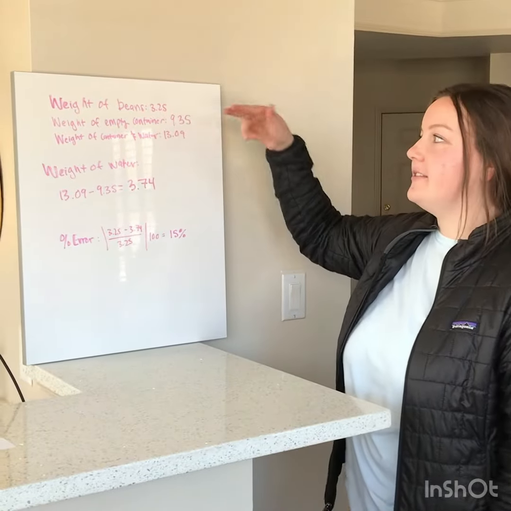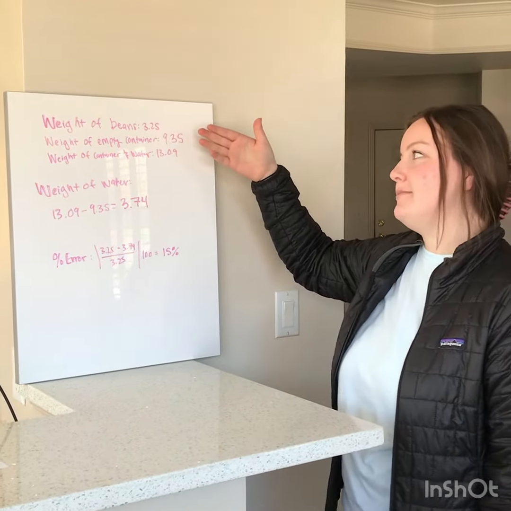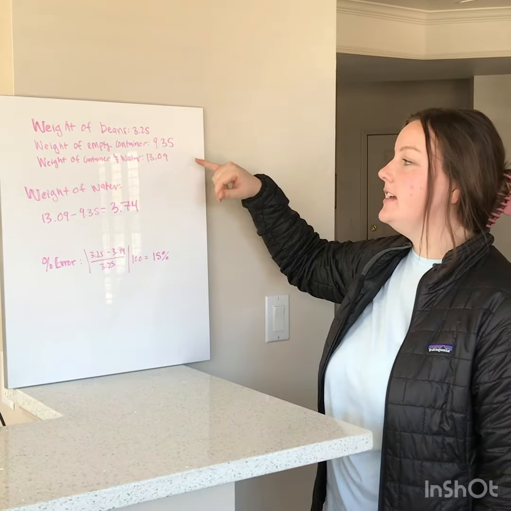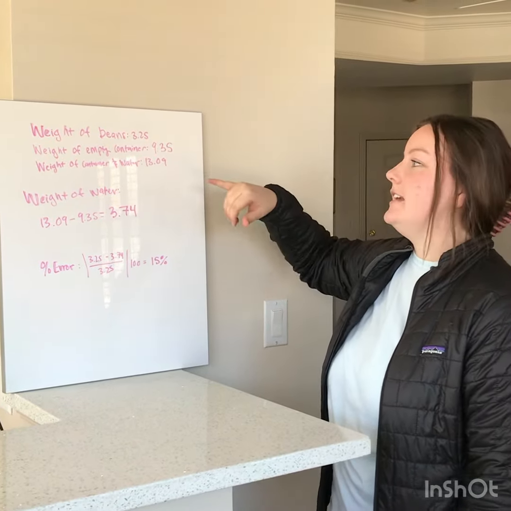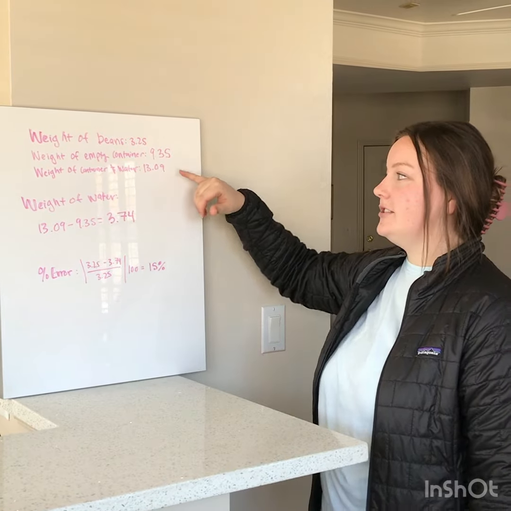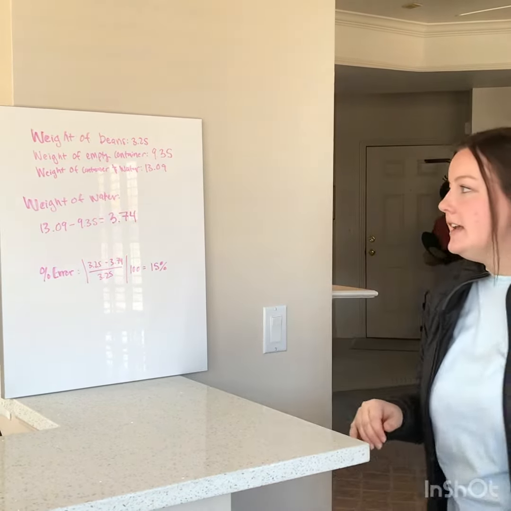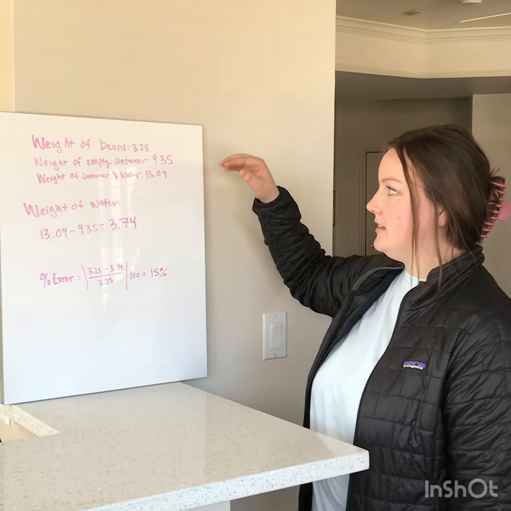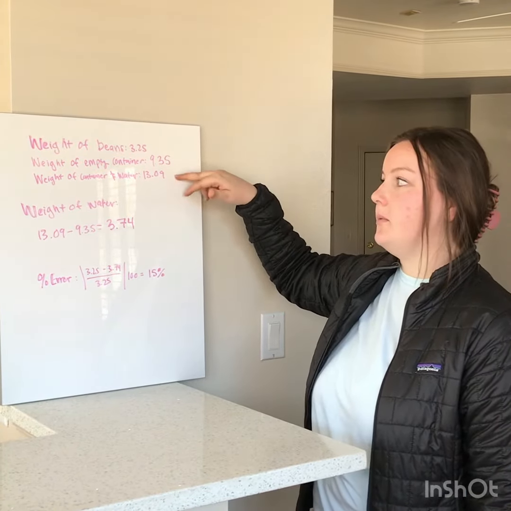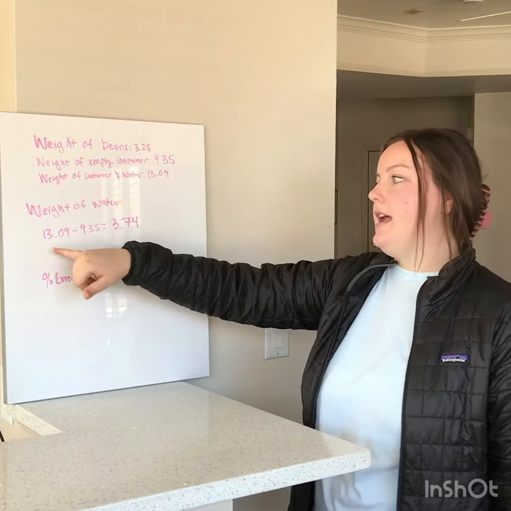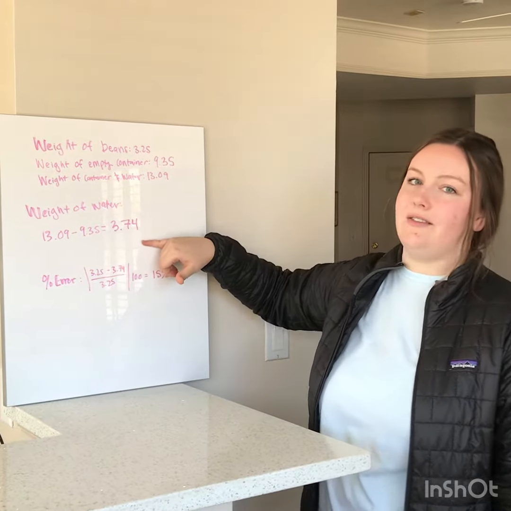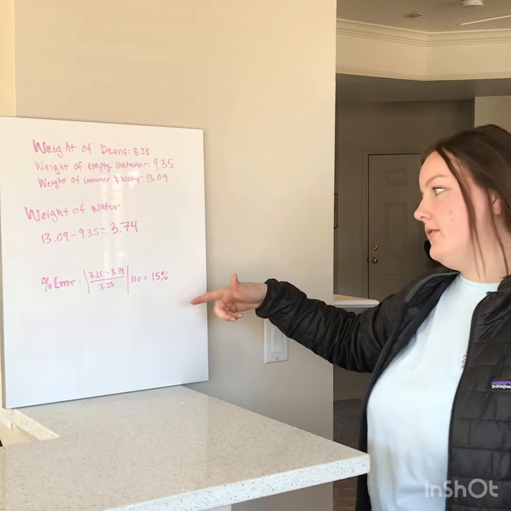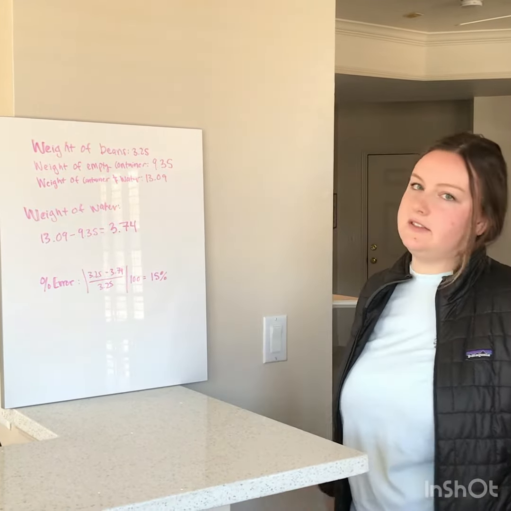Alright, so we found that the weight of the beans was 3.25. The weight of our empty container was 9.35. And this is in ounces, and the weight of the container and the water is 13.09 ounces. So to find the weight of the water displaced, we're going to subtract the weight of the empty container from the weight of the container and the water, and we get 3.74, which is actually pretty close to the weight of our beans. But if we want to find the percent error, we get about 15% error.